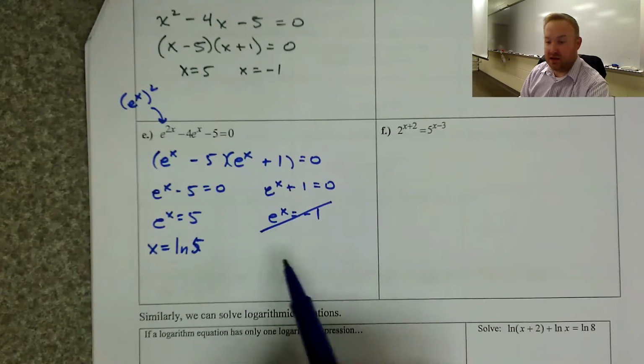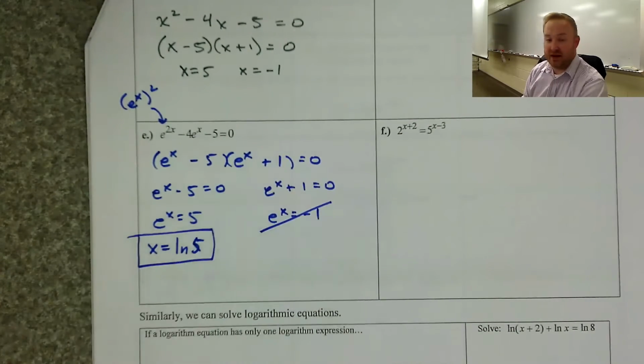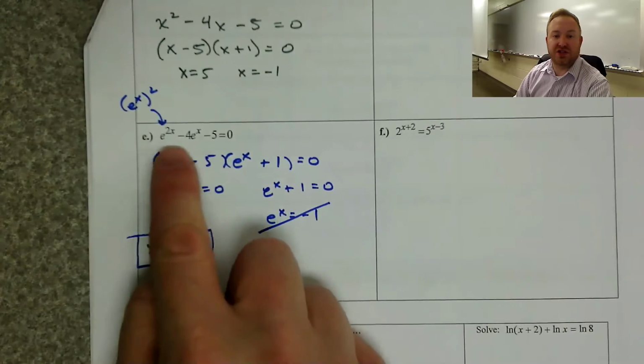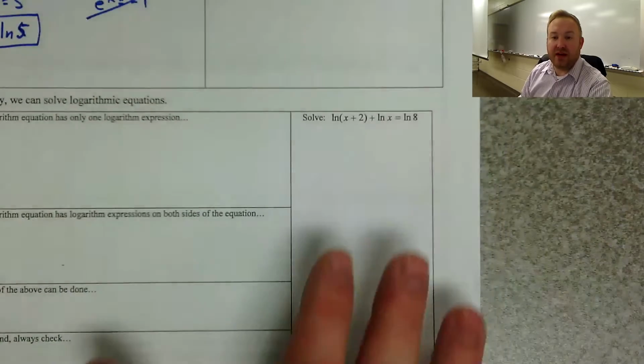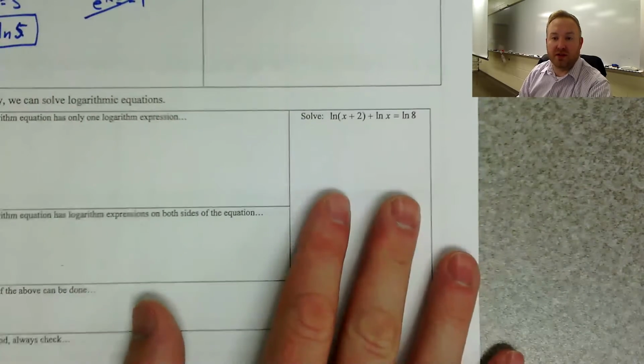We're just not going to get any solutions there. And natural log of 5 is our only solution. So a logarithm is the solution to this exponential equation. All right, moving down here to this problem, again, period 4, I know we did this one already.